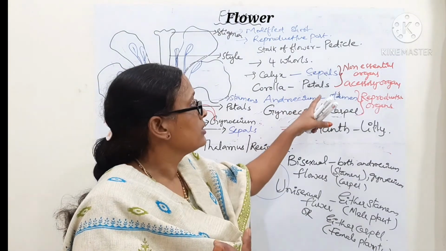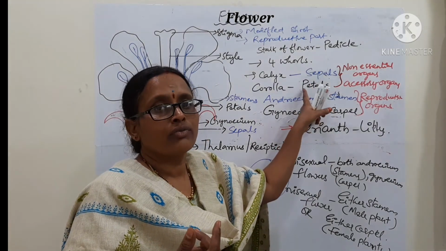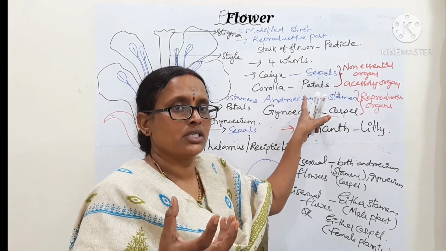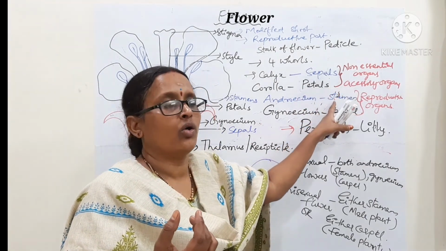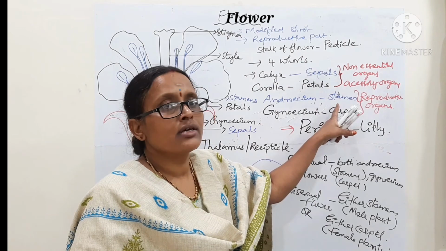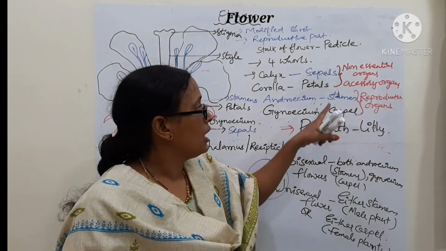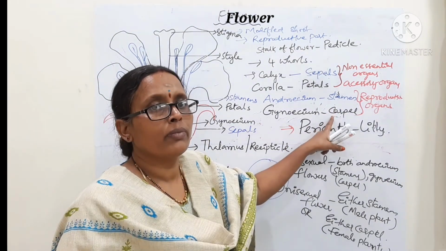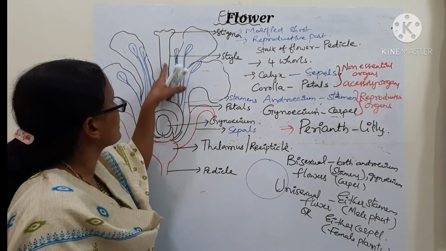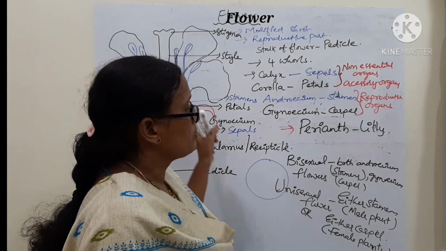Corolla is the next layer, that is the petals, and both fall off after pollination. They protect the essential organs during the bud stage, so they are known as accessory organs. Next are the androecium and gynoecium. In the androecium, the stamens are there, the male part. The next whorl is the gynoecium, the carpel, which consists of the ovary, style and stigma. This total structure is called the carpel. So this is about the flower.